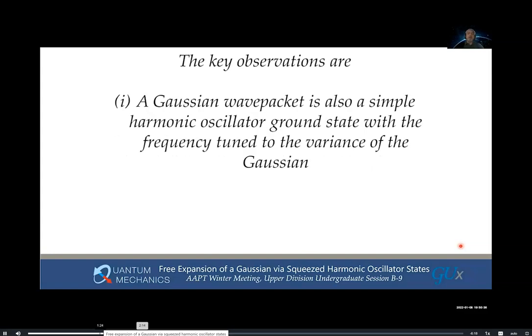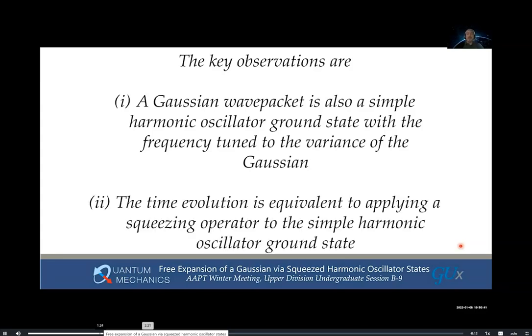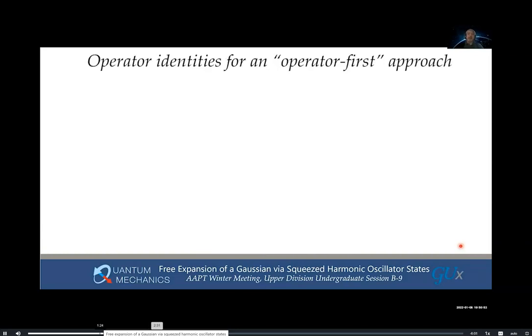All right, the key observations we have is a Gaussian wave packet is also a simple harmonic oscillator ground state if I pick the frequency to be tuned to the variance of the Gaussian. And time evolution is the equivalent of applying a squeezing operator because I'm applying a p squared, not a p squared plus x squared. So that turns out to actually be a squeezing operator.